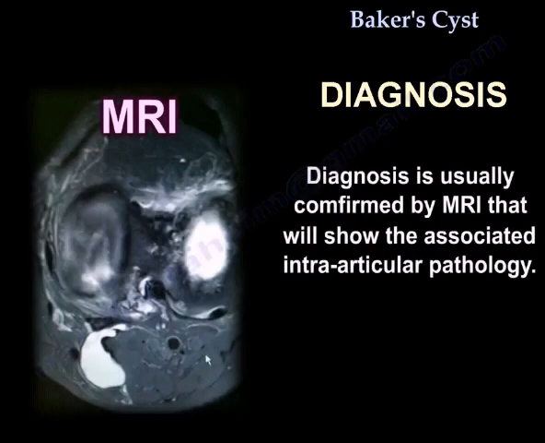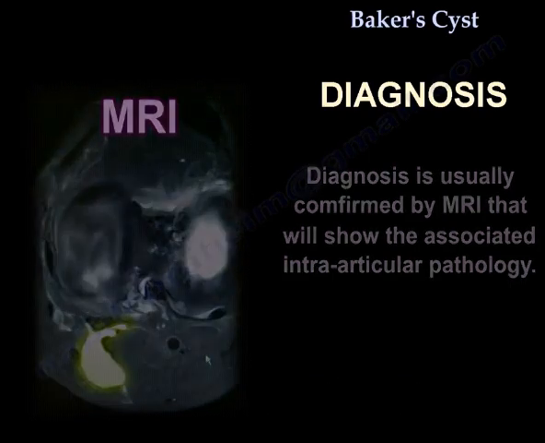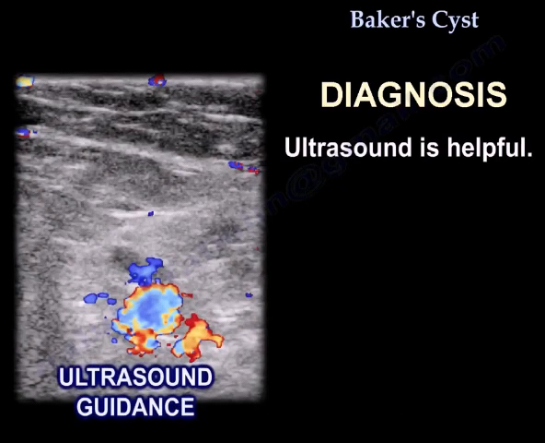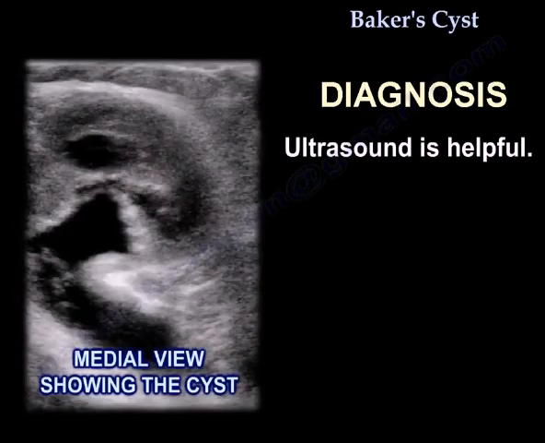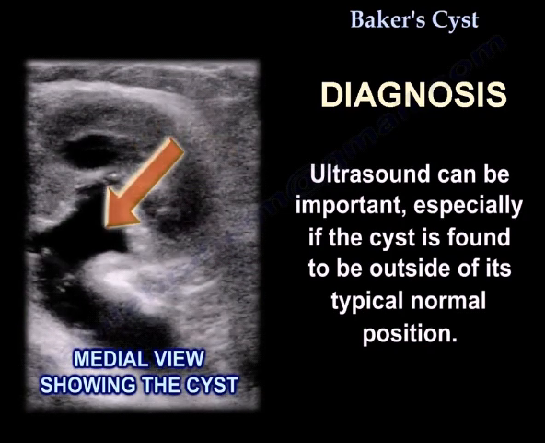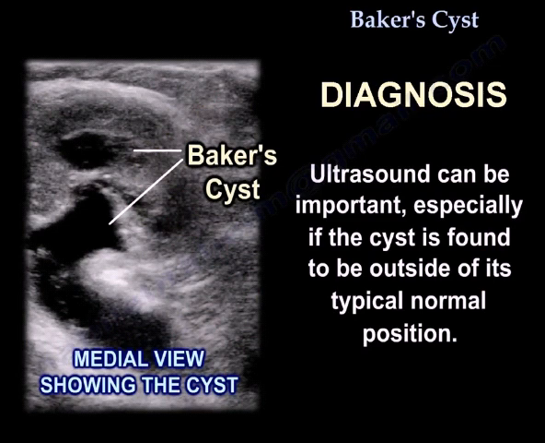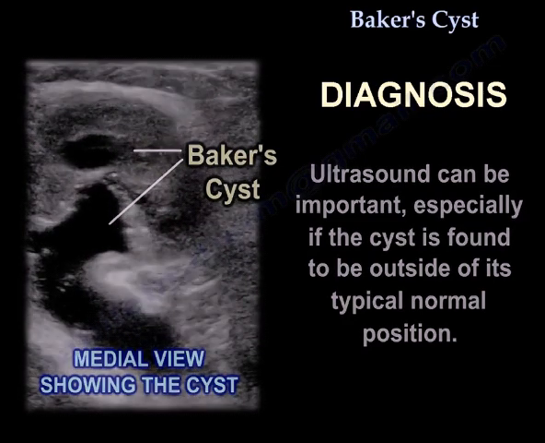The diagnosis is usually confirmed by an MRI that will show the associated intra-articular pathology. Ultrasound is helpful. The cyst will be located medial to the blood vessels. Ultrasound can be important, especially if the cyst is found to be outside of its typical normal position.